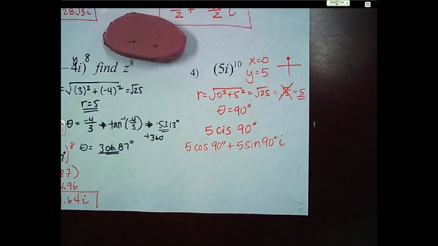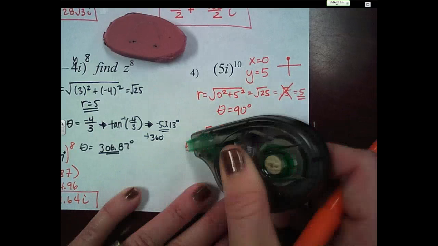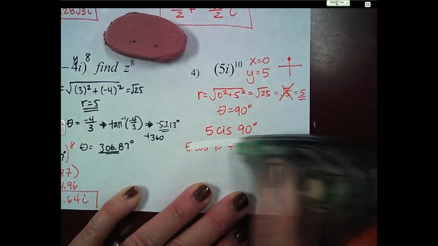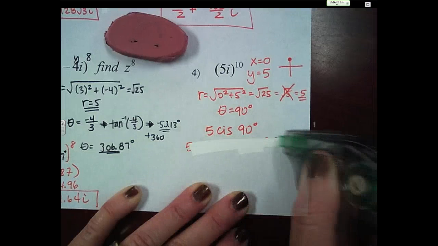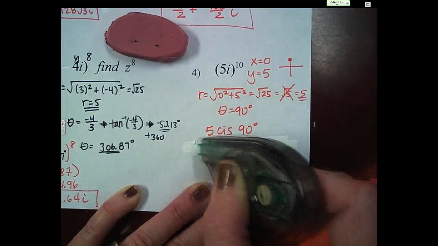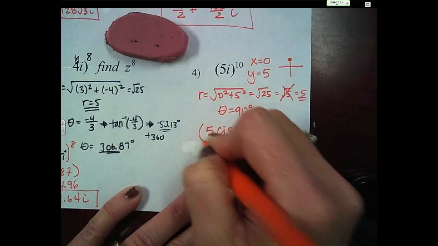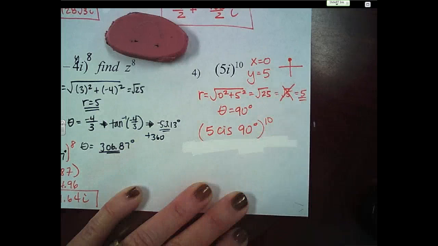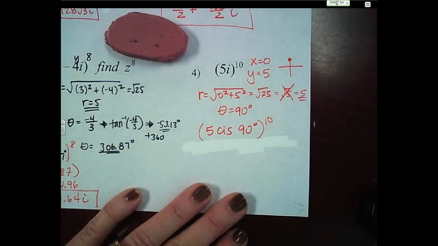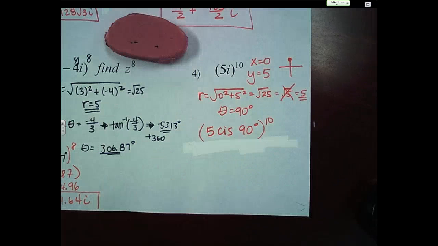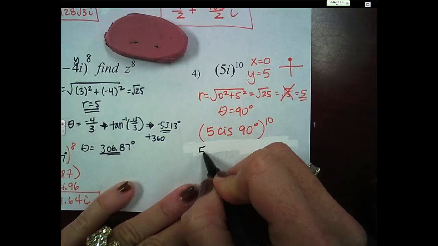Oh, I'm sorry, guys. I made a mistake here. What did I forget to do? Not square it, but once you get into CIS form, I didn't do what it told me to do. What do I need to do? Right, put it to the 10th power. That would have just turned it right back into what we had. I forgot to take it to the 10th power. I'm sorry. So take it to the 10th power, which means you're going to have 5 to the 10th.